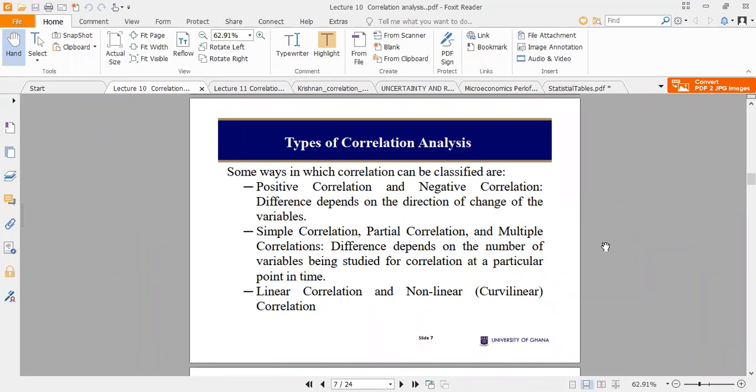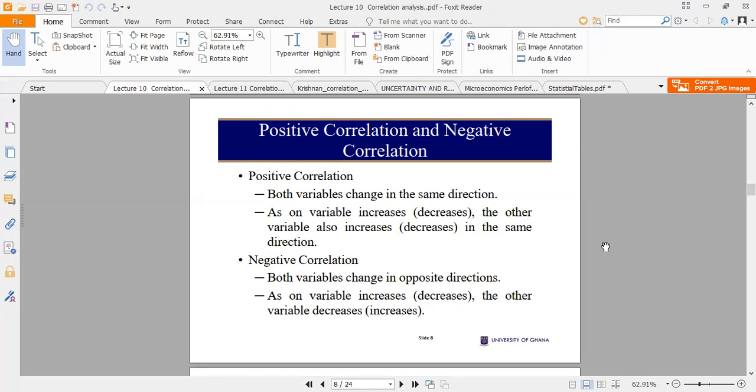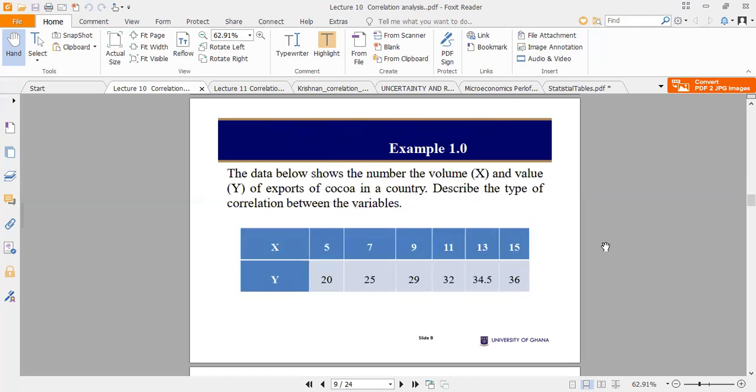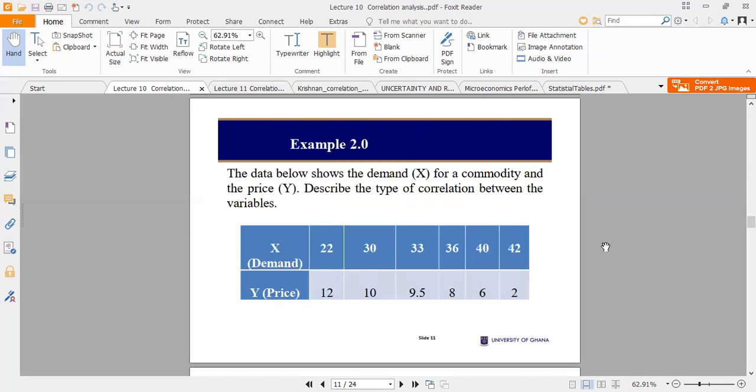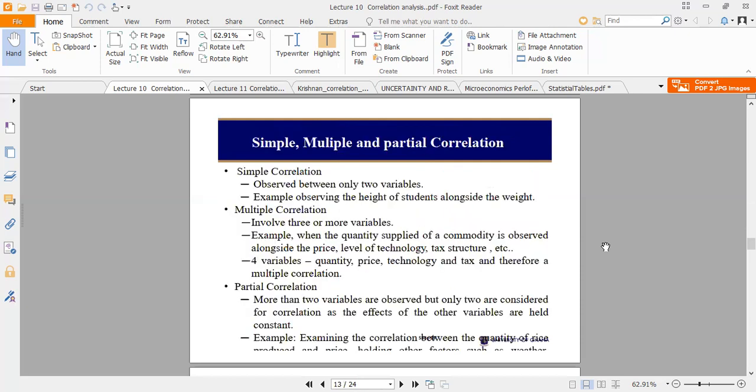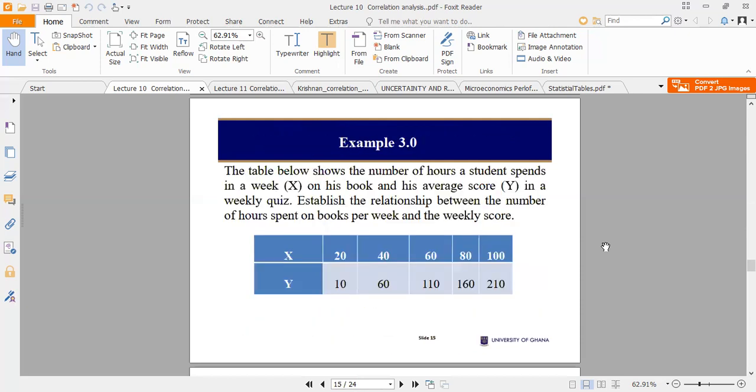If the correlation is not like that, then we say it is nonlinear or curvilinear. Again, most relationships that we have in reality are not linear. It's possible there will be a relationship, but it wouldn't be linear. So those are the types. These are just the explanations for the types, positive and negative and all that. So please, you can just go over all these ones.